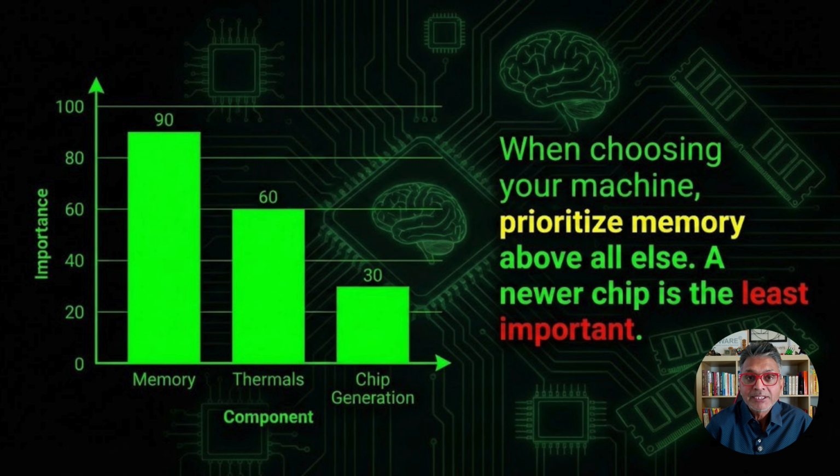When choosing the best computer to run local language models, your priority list should be clear. Number one, by a wide margin, is memory size and memory architecture. Number two is thermals, because overheating kills sustained performance. And a distant third is the specific chip generation.